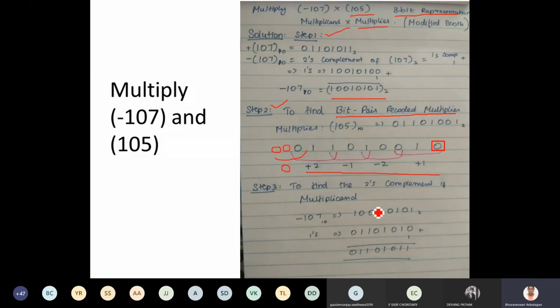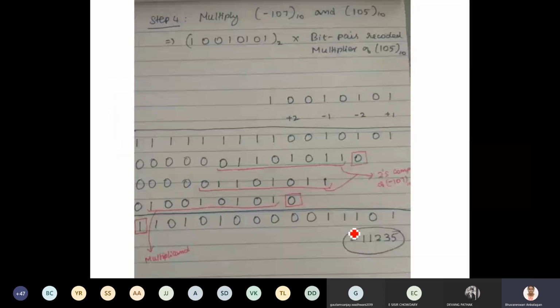What is the step 3? I am finding the 2's complement of the multiplicand, because during the multiplication with -2 and +2, I need this 2's complement of the multiplicand. So I am just taking over here for the multiplicand. Now this is the last step.